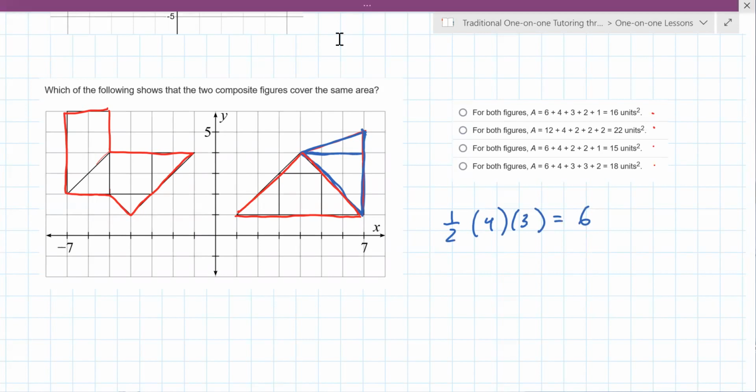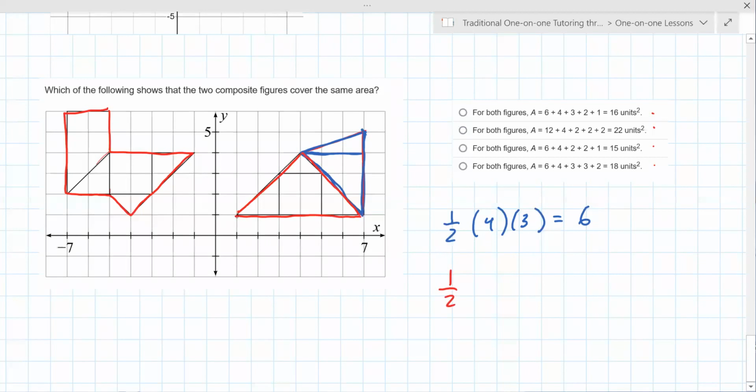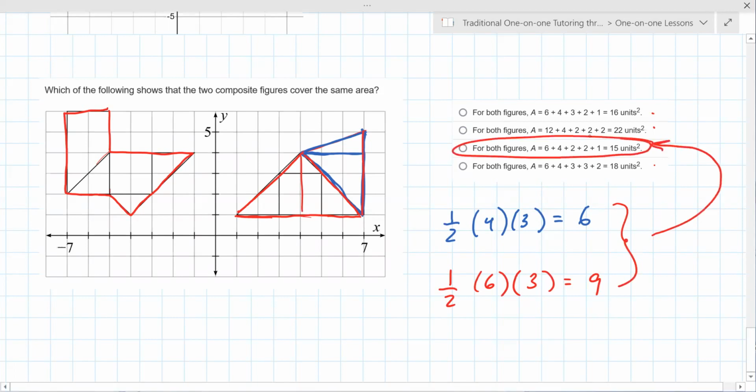Okay, and then the red is also a triangle. What's the formula of a triangle? It's 1/2 base times height. Okay, so the base this time is 2, 4, 6, and the height is 1, 2, and 3. So what do these add up to? That adds to 6, so letter C. What does it add up to? What is 6 plus 9? 6 plus 9 is 15.